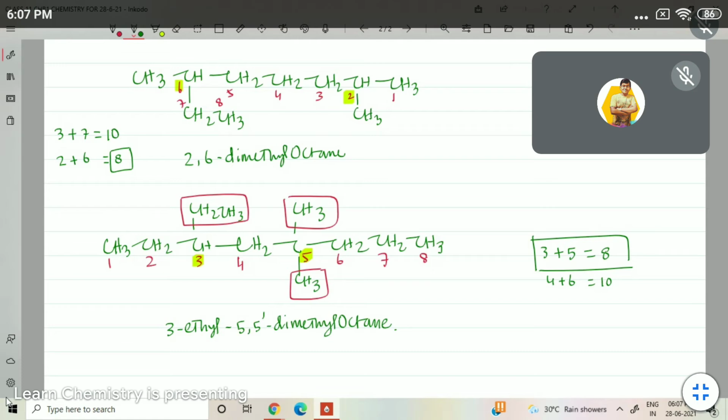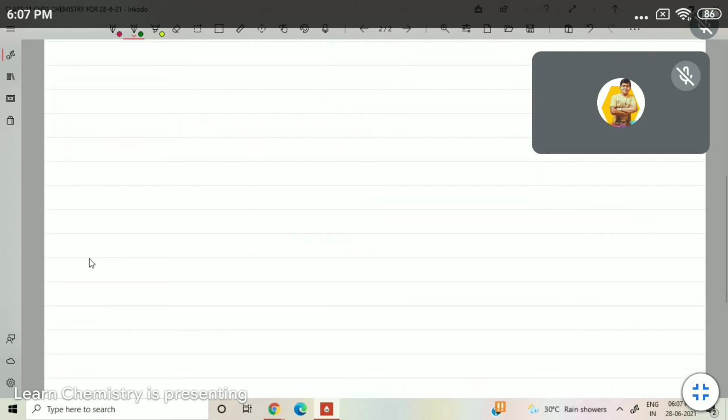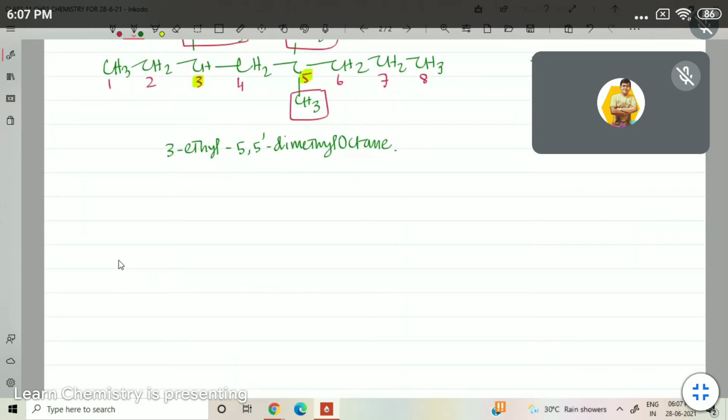Understood? Yes sir. Now suppose this one. Has everyone understood? Does anyone have any doubt? Yes, Soubhik, what is your doubt? I understood, sir. Okay. Suppose this one. Now what will you do? Tell me. Try to write down the nomenclature of this particular compound that I have given.